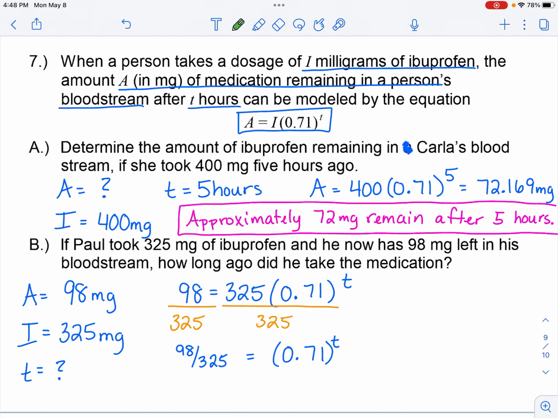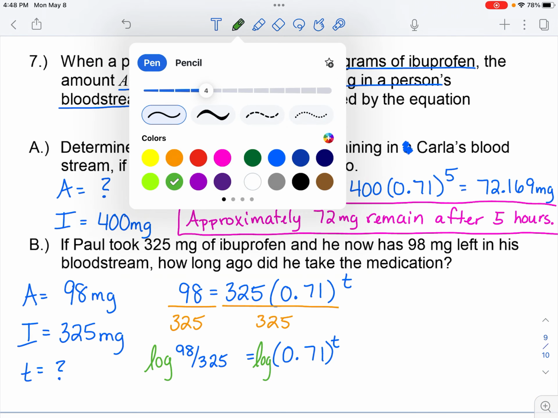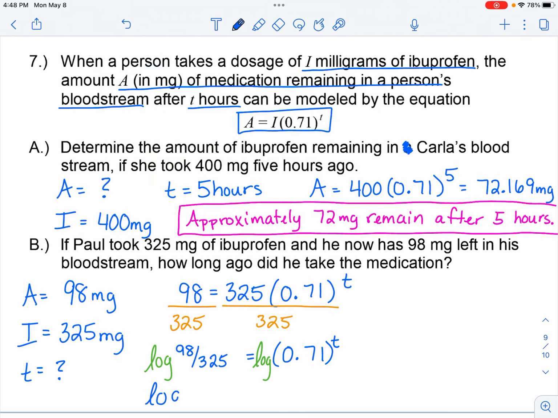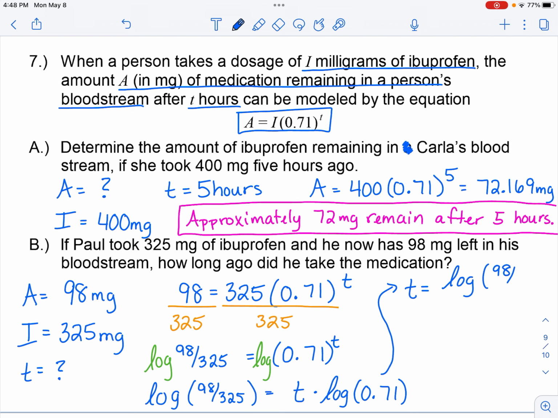And now I'm going to take the log of both sides. You could do common log or natural log. I'm going to go with common log here. So now I have the log of 98 over 325 is equal to, and I can pull the T out in front, log of 0.71. So from here, I can say that T is equal to the log on the left with the fraction divided by the log on the right, 0.71.